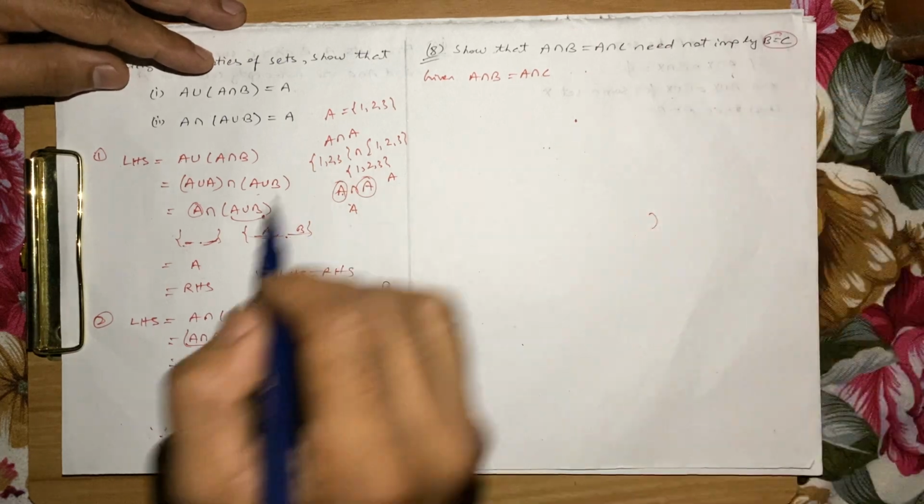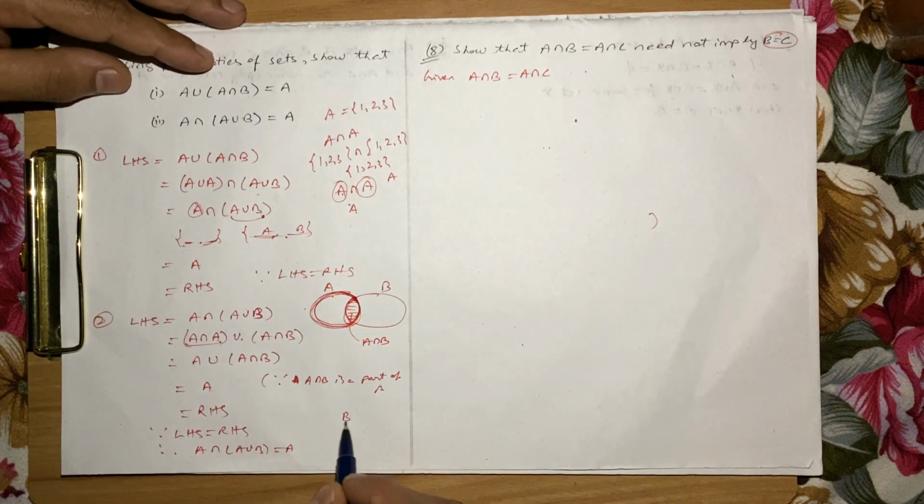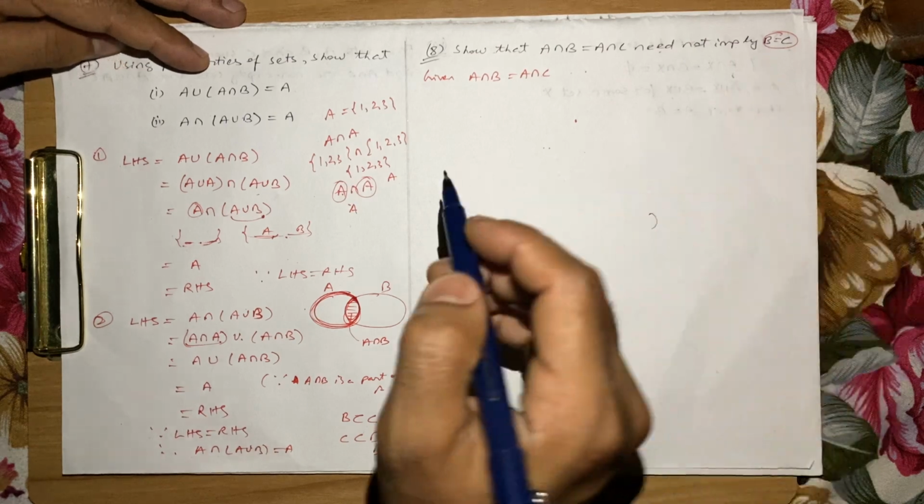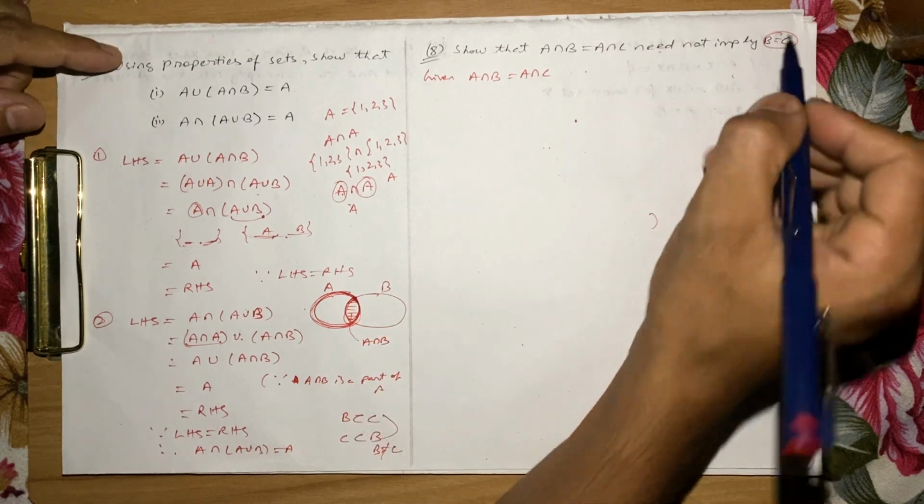Now if B and C are equal, how do we prove it? We prove it this way: B is a subset of C, we first prove this, and C is a subset of B, we prove this. Only if these two things are happening, we'll say B is equal to C. But here we need to show that B is not equal to C, because it says need not imply. So let's start from B.